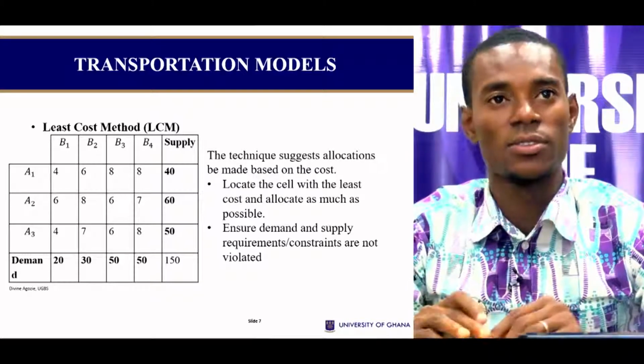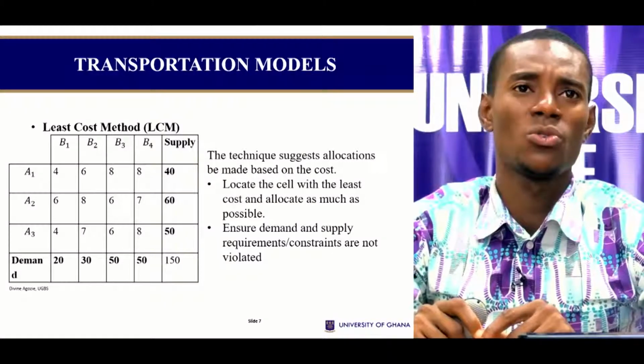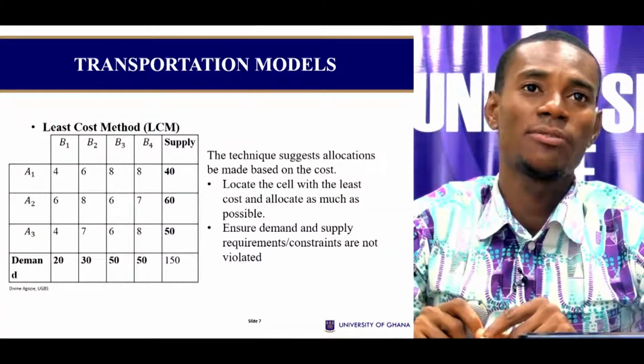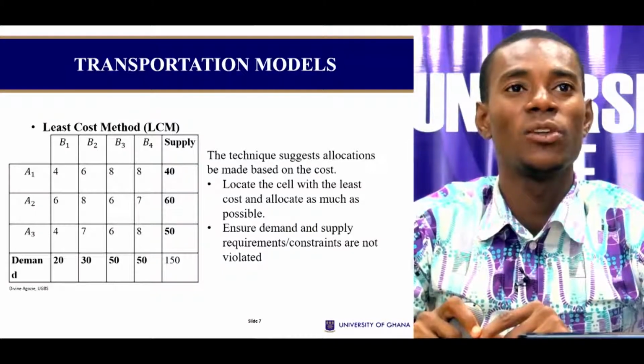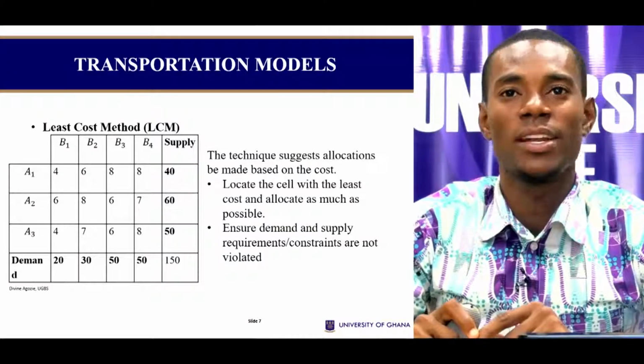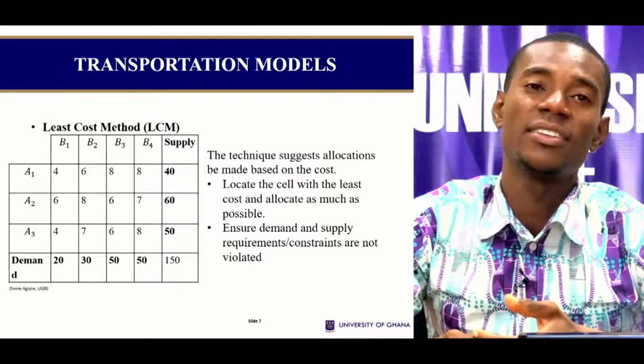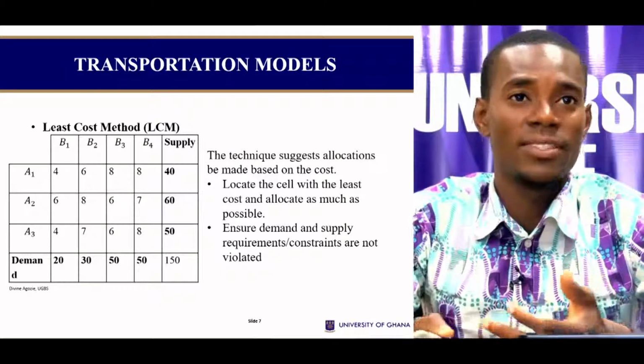Look in all these cells. Identify the one with the least cost. So I think the least cost here is 4. But 4 occurs in A1, B1 and also occurs in A3, B1. Well, I don't think it matters, isn't it? Because either way, it's still the same.